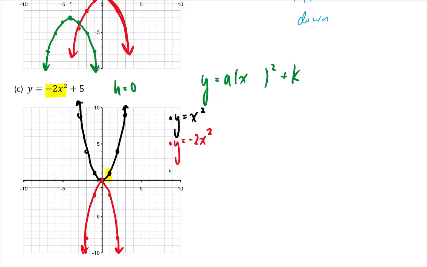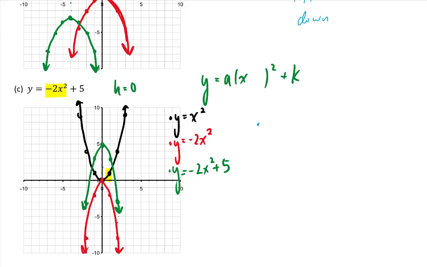And finally, I don't have an h, so I'm not going to move this left or right, but I am going to shift this upwards by 5. So I'm going to add 5 to the negative 2x squared, so the red graph goes up 5. 1, 2, 3, 4, 5. And there's the next point, and then 1, 2, 3, 4, 5. And there's the final point. And if we sketch that graph, there is our final graph in green.